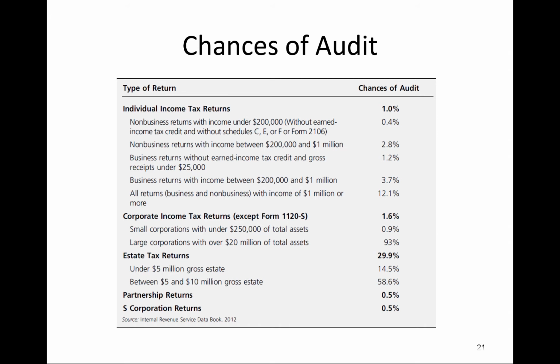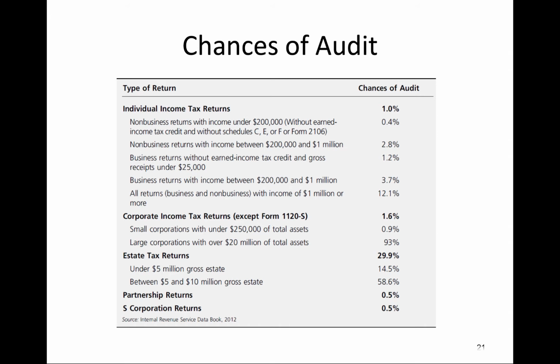Not talking about other business entity forms like the 1120. That's next. So the corporate income tax returns, a 1.6% chance. But look at this. This is really important. If you're a small corporation with $250,000 or less, under $250,000, sorry, you have less than a 1% chance of being audited.